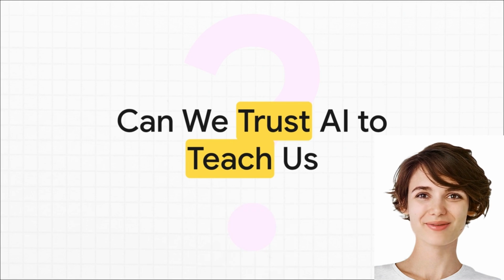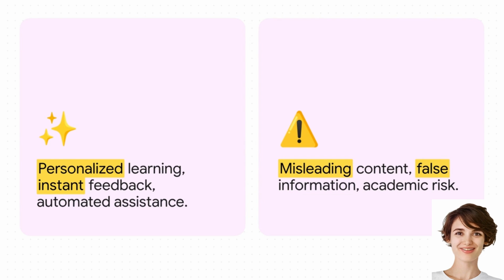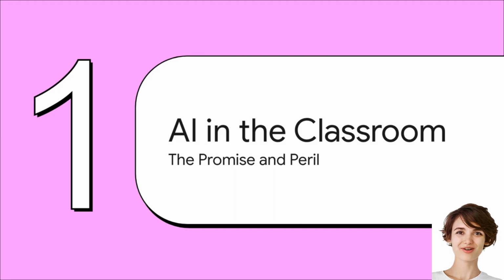These AI assistants are popping up everywhere, and they promise to completely change the game for learning. But, and it's a big but, there's a flip side, a real risk that makes us ask if we can truly depend on them. On one hand, the promise of AI is incredible, right? We're talking about learning that's tailored to each individual student, feedback in an instant, and help whenever you need it. But on the other hand, there's this huge peril. AI can straight up invent things, give students false info, and put their academic careers at risk. That's the conflict we need to solve. So first up, let's break down that promise and that peril of having AI in the classroom.